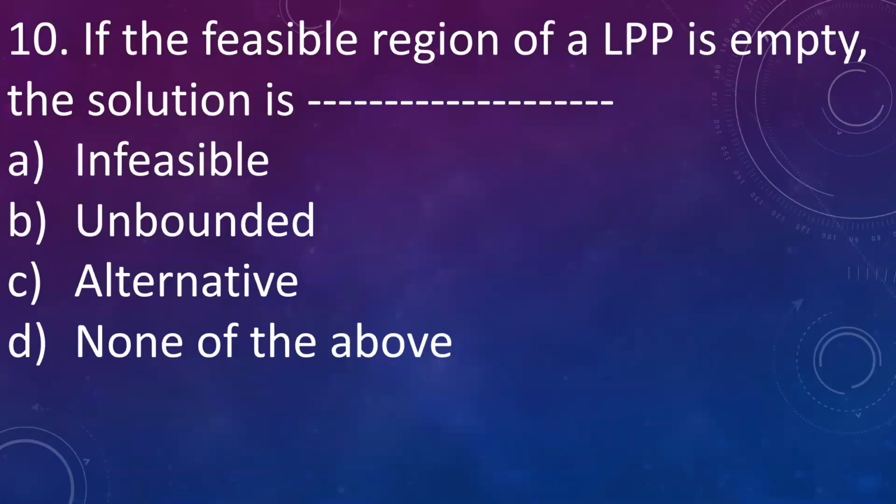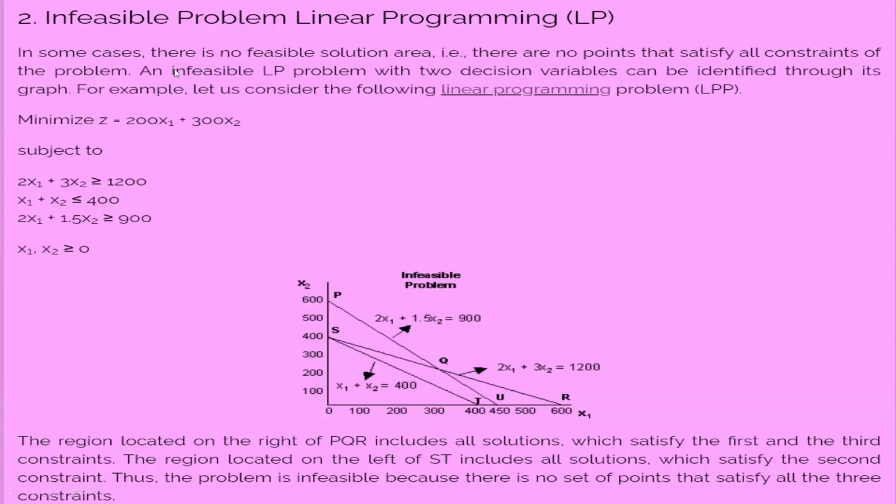Next question is, if the feasible region of LPP, that is linear programming problem, is empty, the solution is A, infeasible, B, unbounded, C, alternative, D, none of the above. The answer is infeasible. If the feasible region is empty, then the solution is infeasible. This is the special case of the graphical method, the infeasible linear programming problem. In some cases there is no feasible area, that is there are no points that satisfy all the constraints of the problem. An infeasible linear programming problem with two decision variables can be identified through its graph.